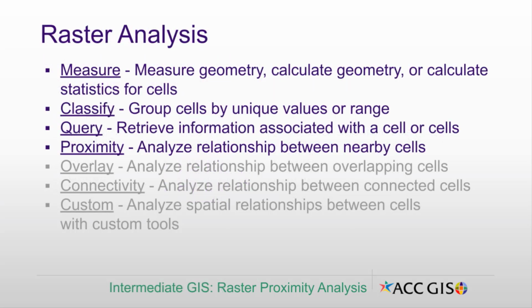The raster analysis we're going to focus on for this topic include measure, classify, query, and proximity, where we'll measure geometry, calculate geometry, or calculate statistics for cells. We'll also classify or group cells by unique values or range. We'll query raster data by retrieving information associated with a cell or cells. And last, we'll use proximity analysis to analyze the relationship between nearby cells.